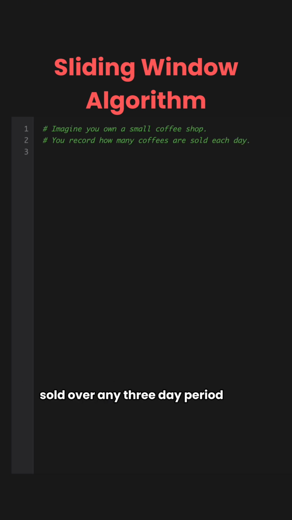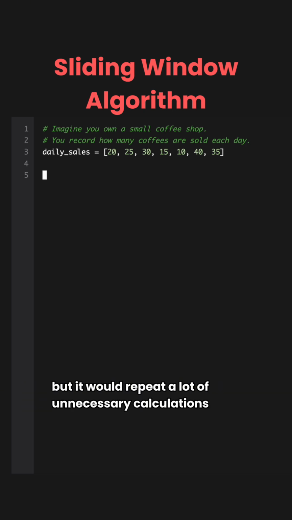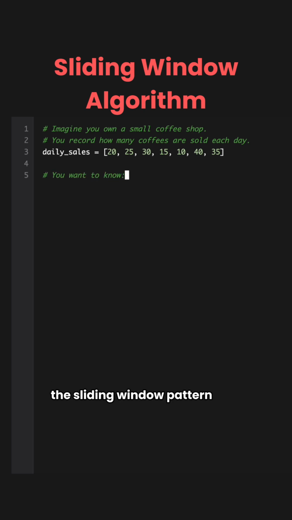sold over any 3-day period. If we tried the simplest approach, we would take every possible group of 3 days, sum them, and compare. That would work, but it would repeat a lot of unnecessary calculations. The sliding window pattern helps us avoid this repetition. Let's walk through it step by step with the code on screen.